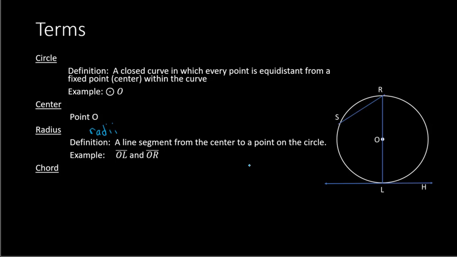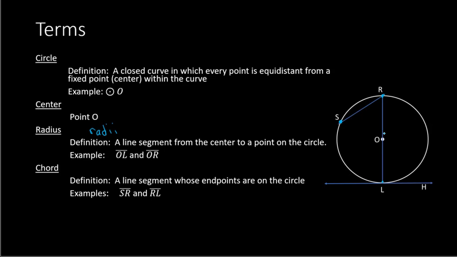The next term we have is called a chord. A chord is also a line segment, but this is a line segment whose endpoints are both on the circle. So for example, segment SR would be a chord because both endpoints, both S and R, are on the circle. Also, notice RL would also be a chord, because both endpoints, again, are on the circle. So segment SR and segment RL both are chords of the circle.